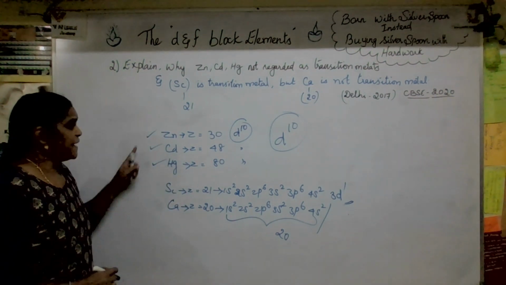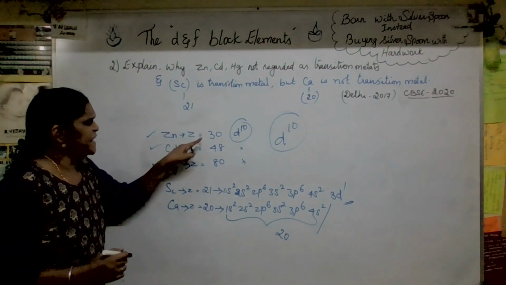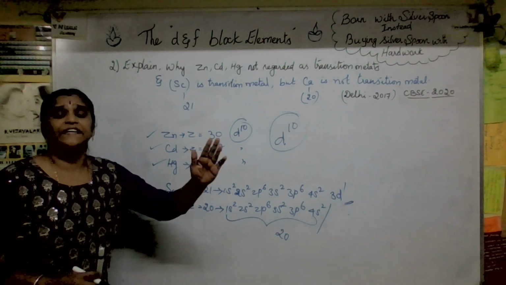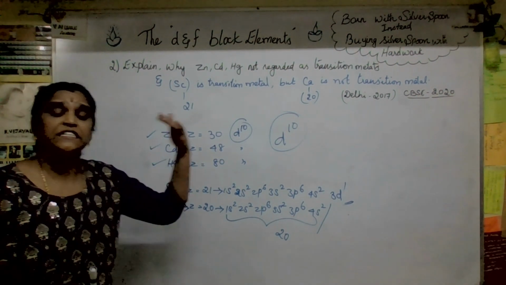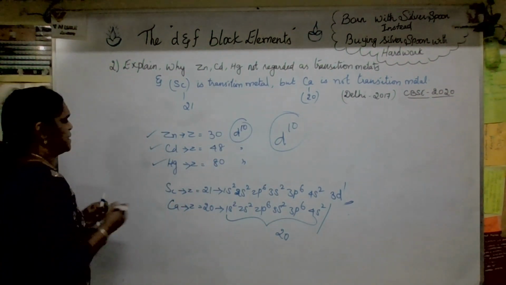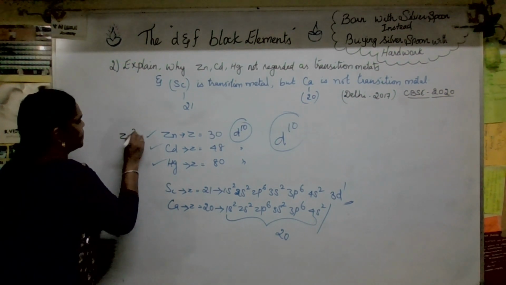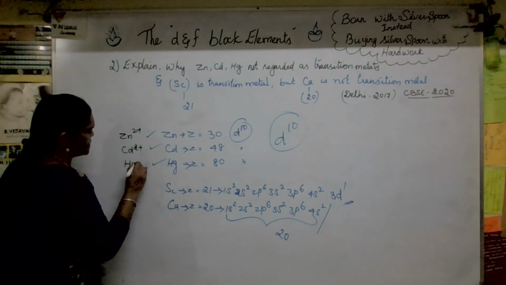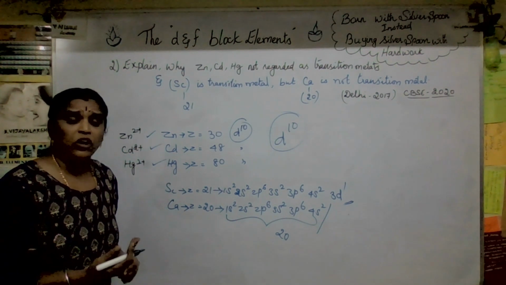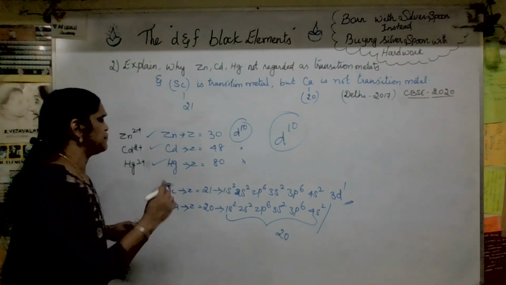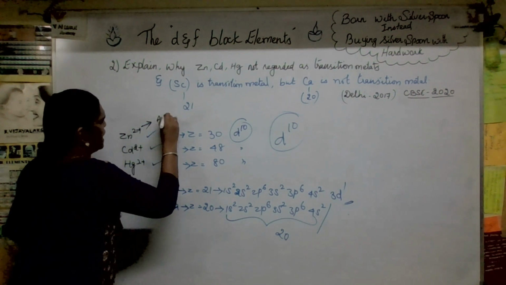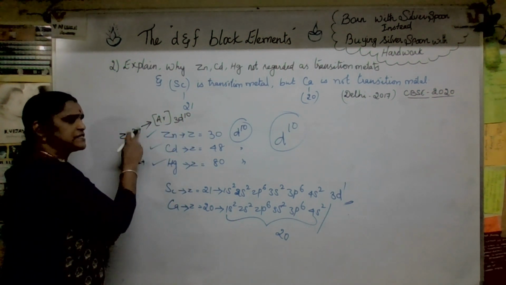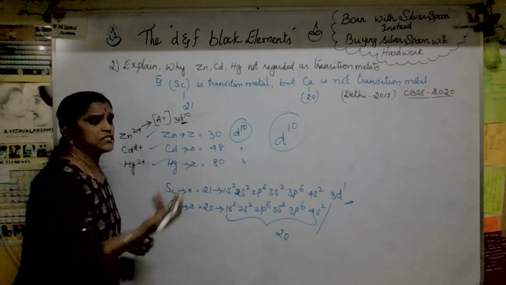Here, one more point I wanted to mention: whether in the ground state or in the oxidation state, the d orbital has to be incomplete. Then only it belongs to the transition elements. Here you see Zn2+, Cd2+, and Hg2+. If you write the electronic configuration of these also, it is completely filled. Now if you go for this, Ar 3d10. The 4s electrons have anyway gone, so 3d10 is completely filled.